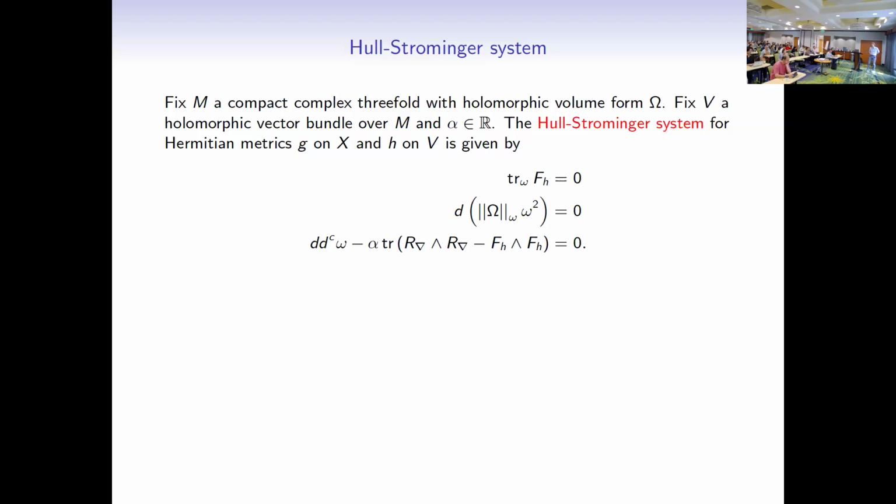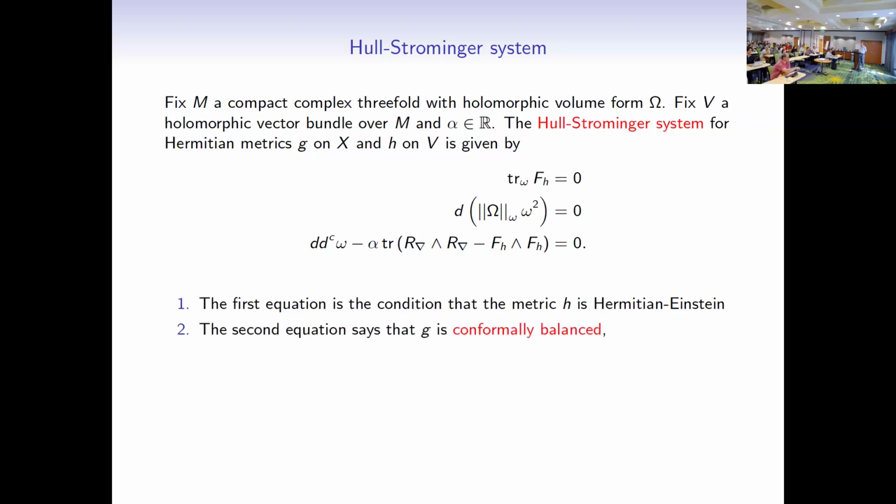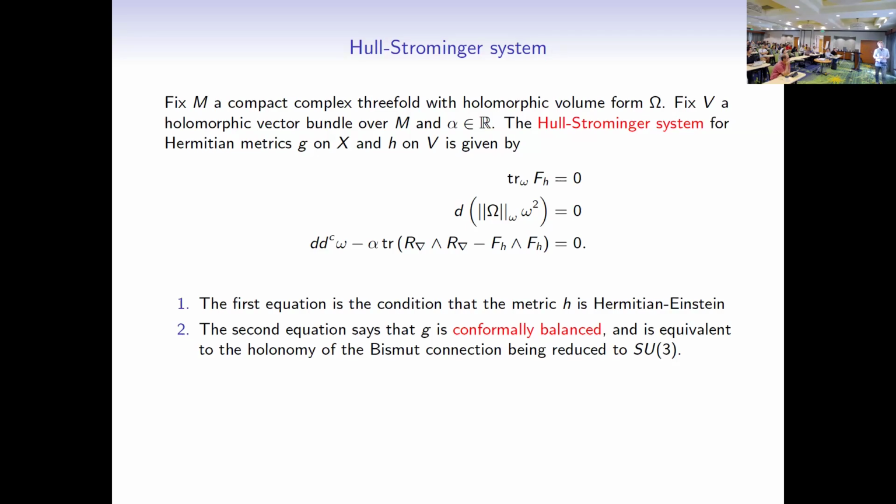Satisfies these three equations. So the first is probably familiar. This is the Hermitian-Yang-Mills equation, the Hermitian-Einstein equation. This one is probably the least exotic. The second equation is this so-called conformally balanced condition. Sorry, M is X, that's a typo. So it's conformal to a balanced metric. This is equivalent to saying that the holonomy of the Bismut connection is reduced to SU(3). And this Bismut connection will show up a zillion times in the talk.